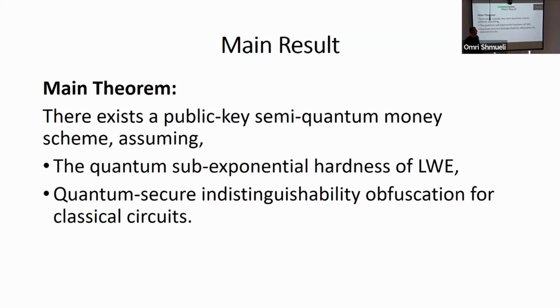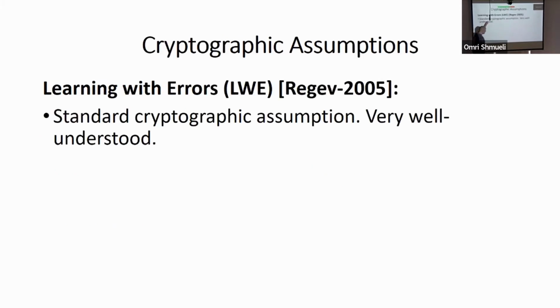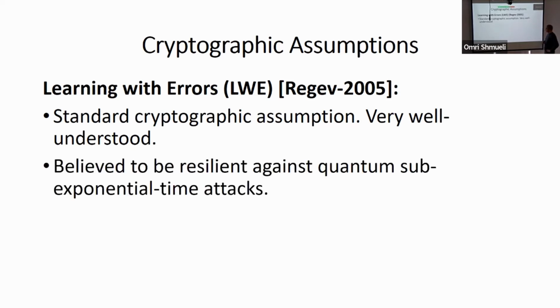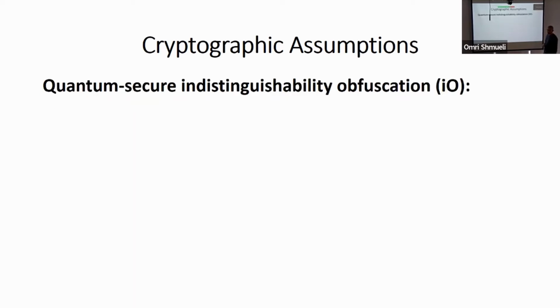Which leads us to the result of this work. We will see that we can construct public key semi-quantum money if we assume the sub-exponential hardness of LWE and, like before, quantum secure indistinguishability obfuscation for classical circuits. So just a few words on these assumptions. Learning with errors is one of the most standard assumptions, and we won't go deeper than that. It's very well understood, and this computational problem is also believed to be resilient against quantum sub-exponential time algorithms.